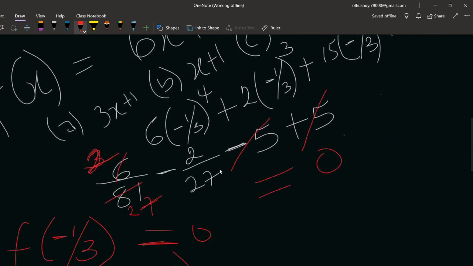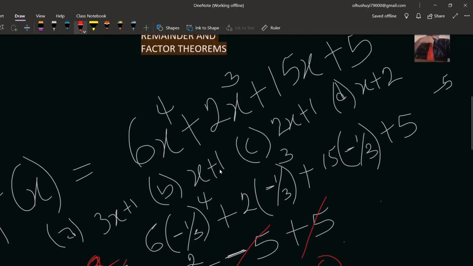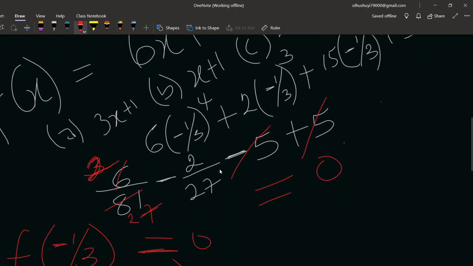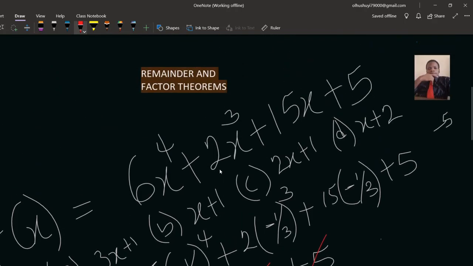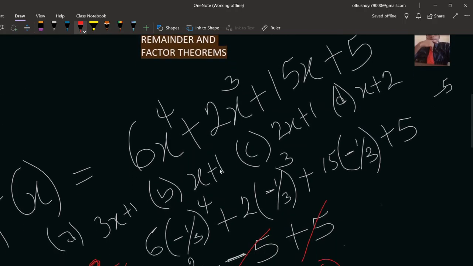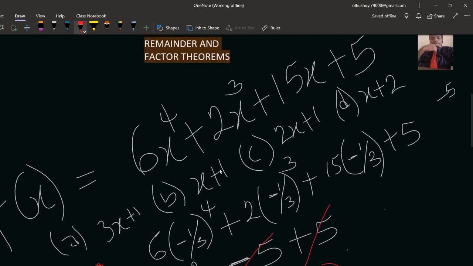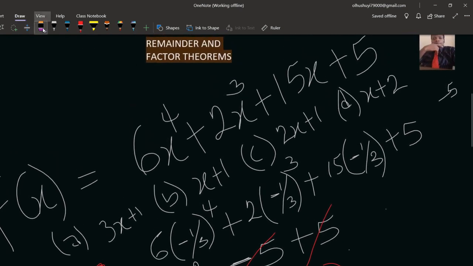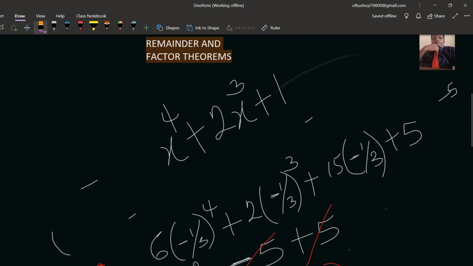Do you get that? You can play it once again and go through it. That's how you determine if it's a factor. You can equally go by the long division method, but that will take much time. I believe you get that. Let's have another example so that you have a better understanding of what I'm explaining.